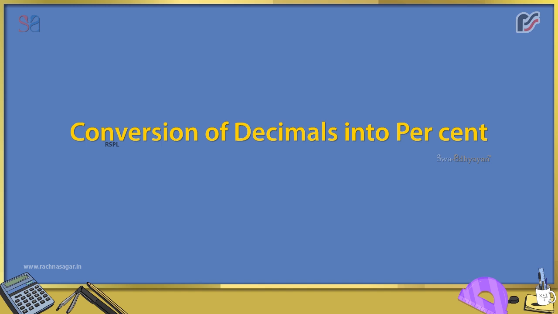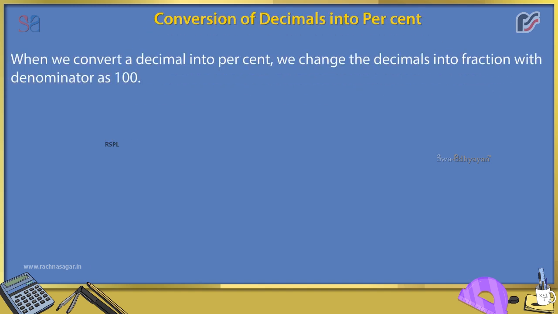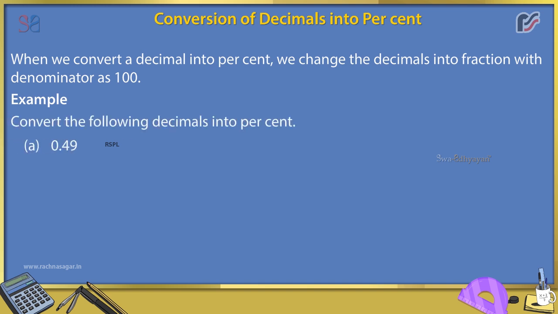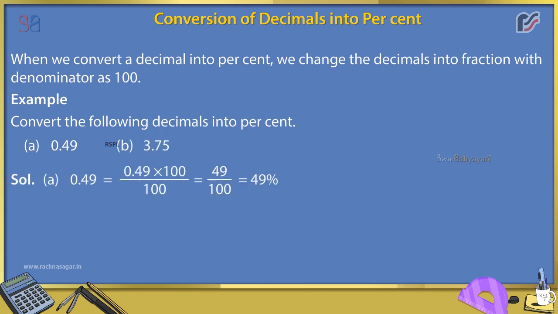Conversion of decimals into percent. When we convert a decimal into percent, we change the decimals into fraction with denominator as 100. Example. Convert the following decimals into percent. A. 0.49. B. 3.75. Solution. A. 0.49 is equal to 0.49 into 100 by 100, which is equal to 49 by 100, which is equal to 49%. B. 3.75 is equal to 3.75 into 100 by 100, which is equal to 375 by 100, which is equal to 375%.